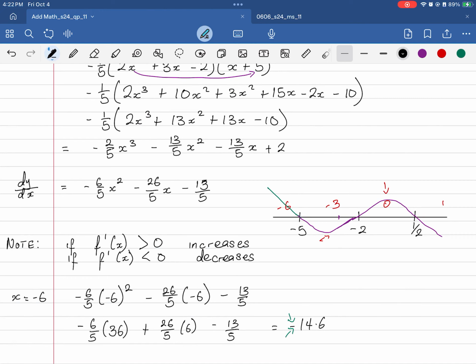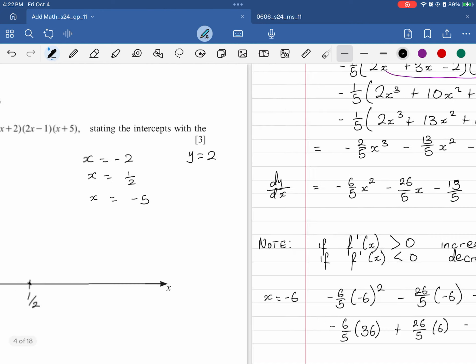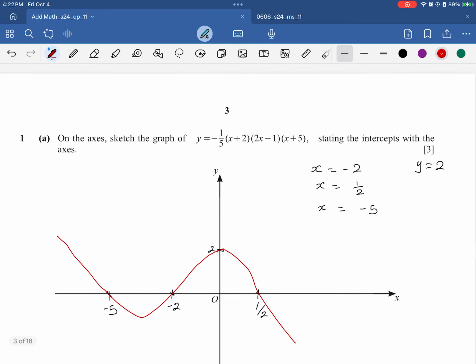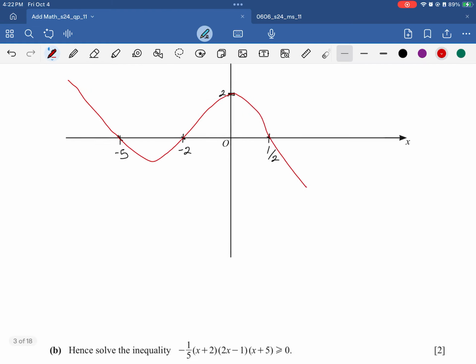So if we go to the original question, you need to remember that the graph also crosses y equals 2. So when you're drawing it, keep that in mind. This would go down from here, it will go up, and then it's going to hit y equals 2, and go back down. It doesn't have to be pretty, but it's a sketch, and that's what they're looking for. It's a sketch. So that's for that.